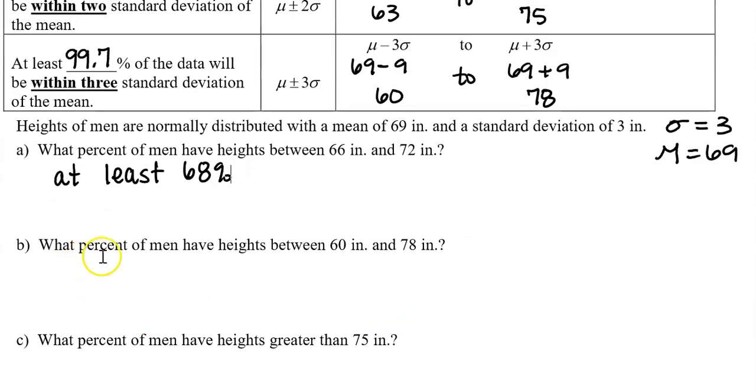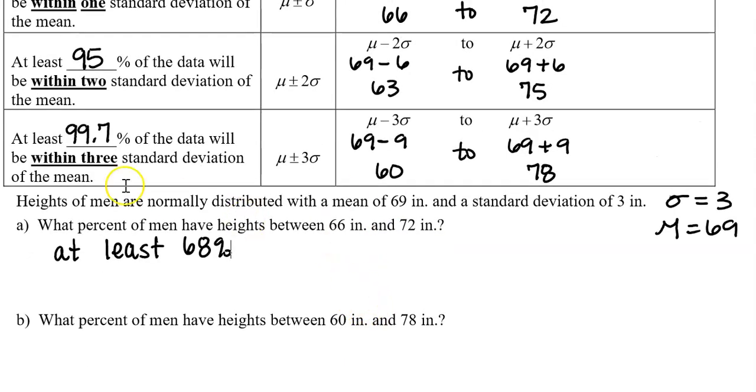66 and 72 are within one standard deviation of the mean. Question B reads, what percent of men have heights between 60 inches and 78 inches? Well, we can see that by going within 3 standard deviations of the mean. Between 60 inches and 78 inches, we have 99.7% of the data, at least 99.7% of the data. So that is our answer to part B. At least 99.7% of these men have heights between 60 inches and 78 inches.